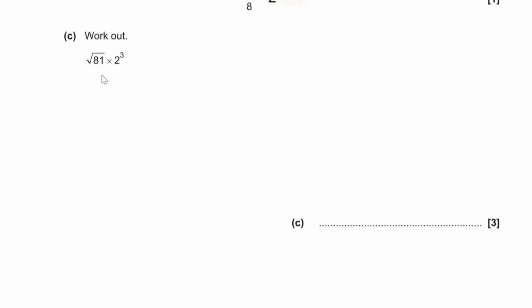For part C of the question, we have to work out the square root of 81 times 2 cubed. Well, square root of 81 is 9, and I'm multiplying that by 2 cubed, which is 8. 9 times by 8 is 72.